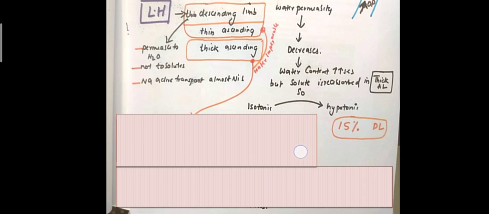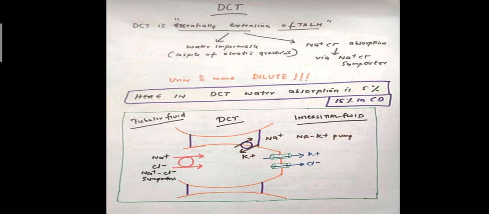Next is the DCT. The DCT is essentially the extension of the thick ascending limb of Henle, and it is water impermeable in spite of the osmotic gradient. Sodium chloride absorption via the sodium chloride importer occurs here. So what happens here? The urine becomes more dilute. Here in the DCT, water absorption is 5% and 15% in the collecting duct.